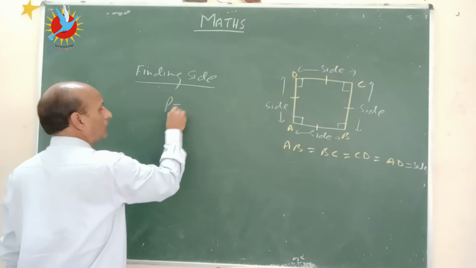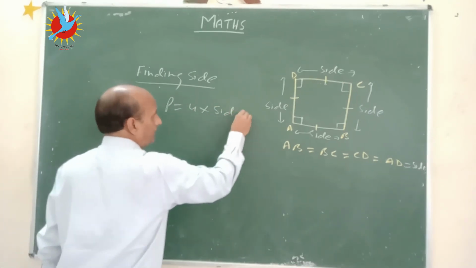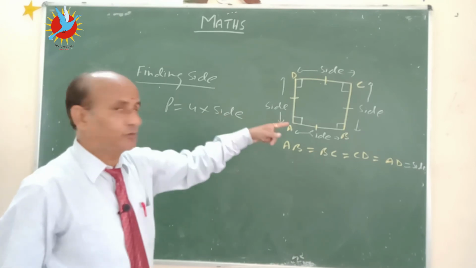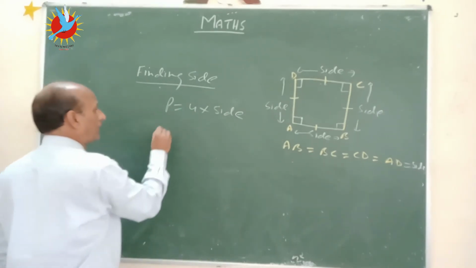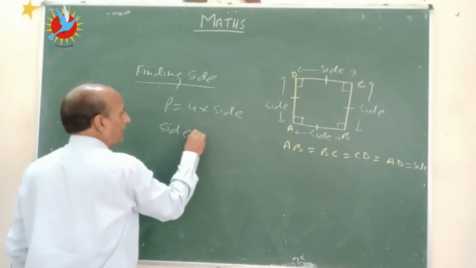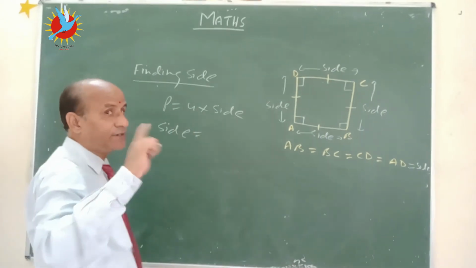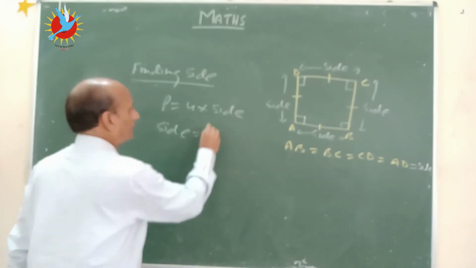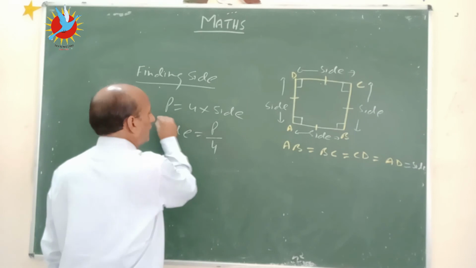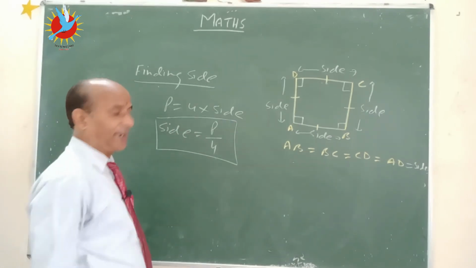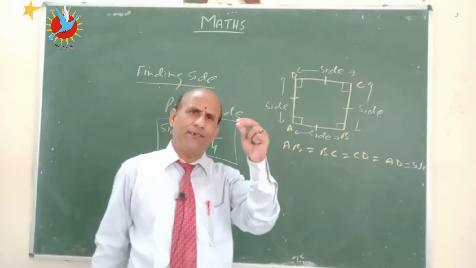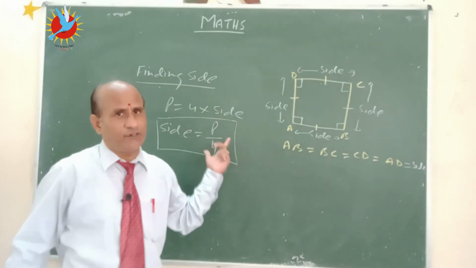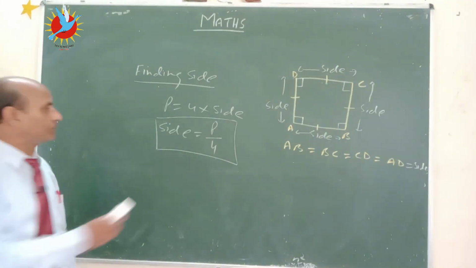Finding side when perimeter is given. Now what is the formula? Perimeter is 4 into side. Now if perimeter is given and you are asked to find the side of the square, then divide the perimeter by 4. Here it is multiplied. Perimeter is 4 times the side. It means side is perimeter divided by 4. In this way you will get the side. If the perimeter is given, simply divide the perimeter by 4, you will get the side of the square. So you can easily find the side of the square.